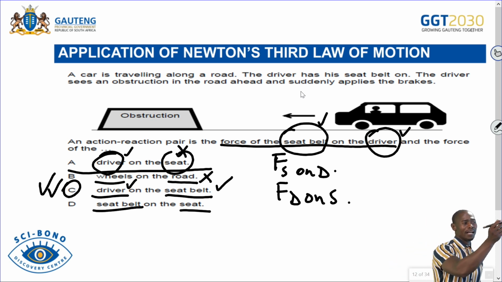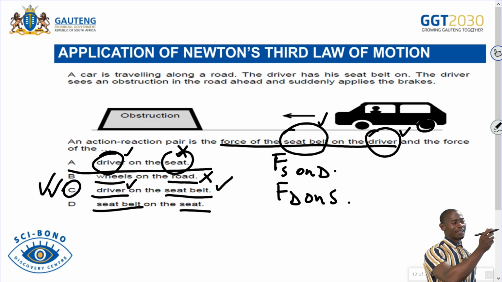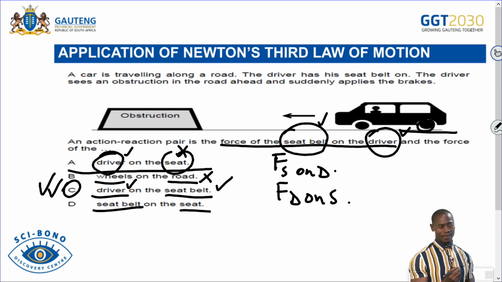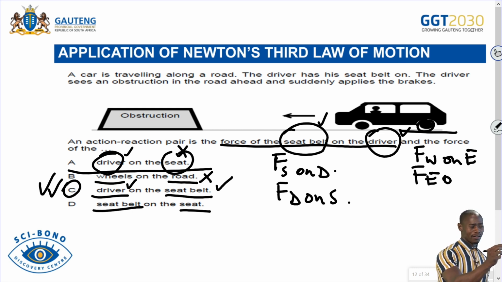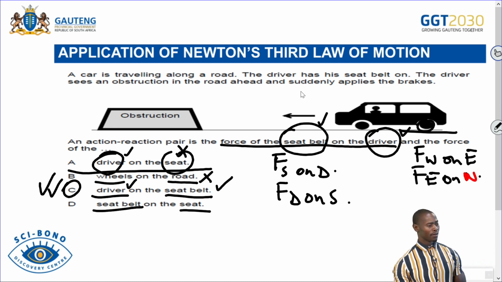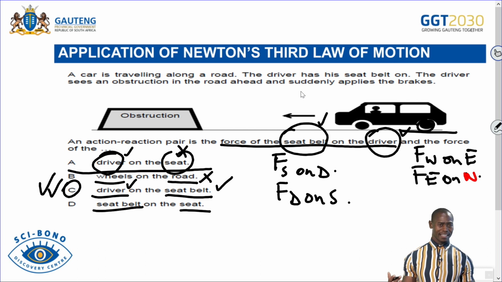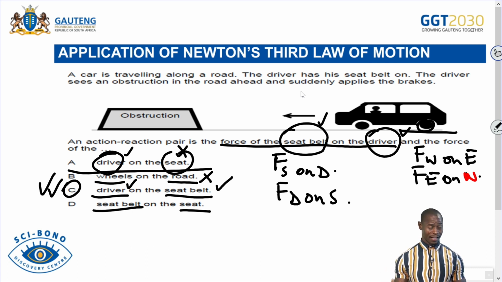Then we can identify what other action-reaction pairs of forces there are here. So it's the wheels on the surface of the earth: the force exerted by the wheels on the surface of the earth, and the force exerted by the earth on the wheels. Then it can be the driver and the seat: the force exerted by the driver on the seat, and the force exerted by the seat on the driver. It's another action-reaction pair.